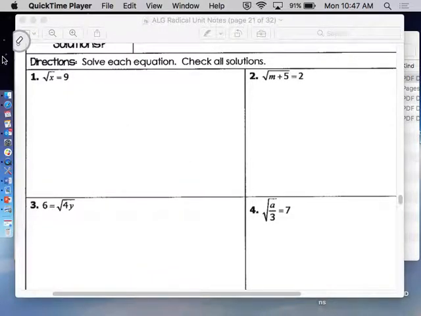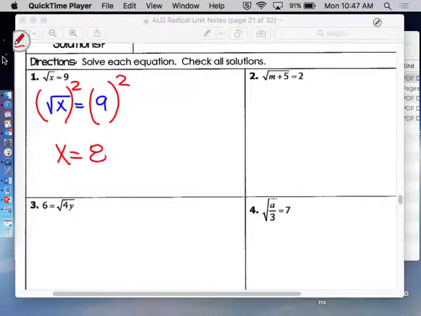So number one, very basic, simple problem. I have the square root of x equaling 9. So I'm trying to solve for the x, but the x is underneath the radical. So the way that I'm going to inverse it or get to it is by squaring both sides. So now I end up with x equaling 81. And then to check that answer, the square root of 81 equaling 9, that's a check, so that works. Let's look at number 2.